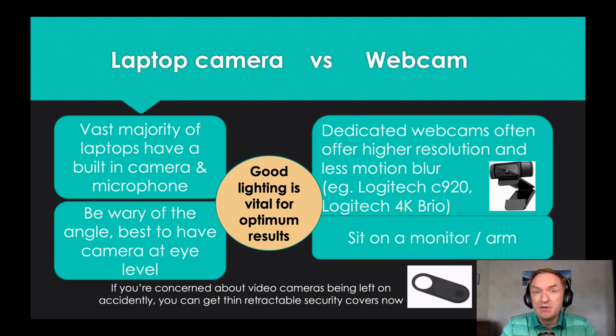And then a lot of people ask me about the cameras on laptops and security and how do you hide them when you don't want them in use. Well, a lot of them now have lights and so on that you'll see your cameras live, but you can buy these on Amazon, these little retractable thin covers that you can slide over your camera should you want.